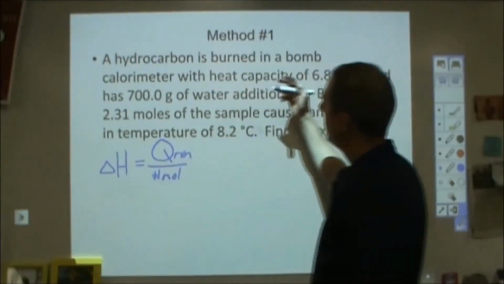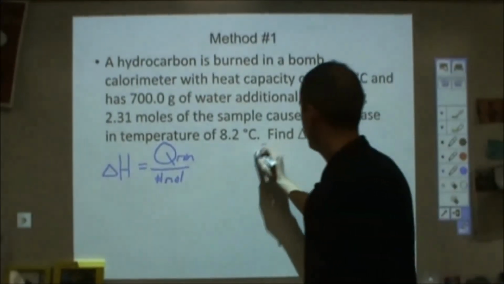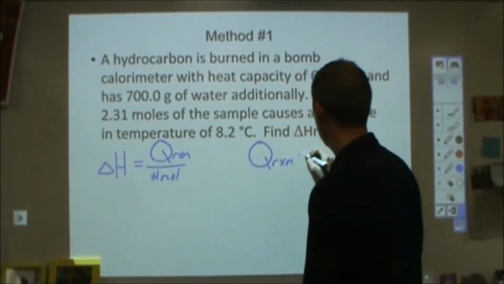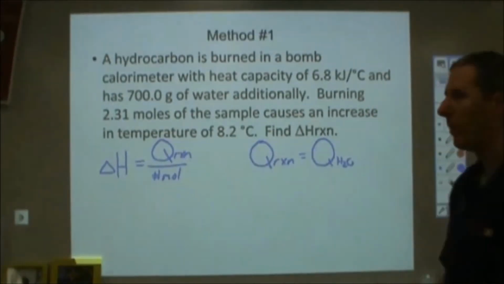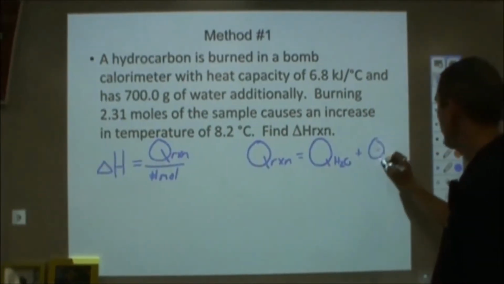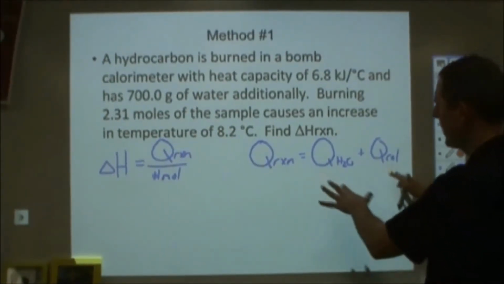So in this particular one we have something being burned inside of a bomb calorimeter. And so the energy released from that particular reaction goes to 2 places. One is into the water in the calorimeter, and the other is into the actual container itself, the calorimeter. And so we're going to go through and I'm going to calculate those 2.